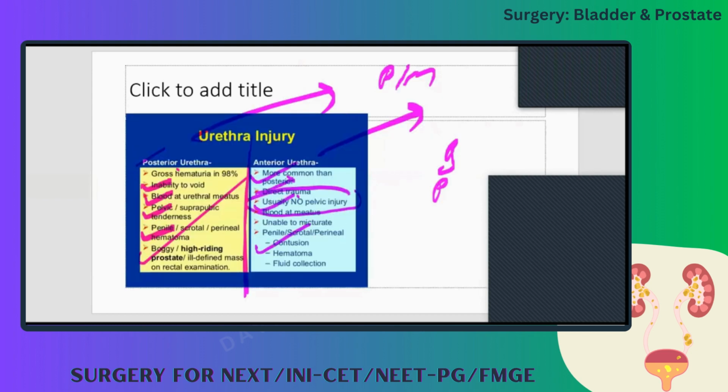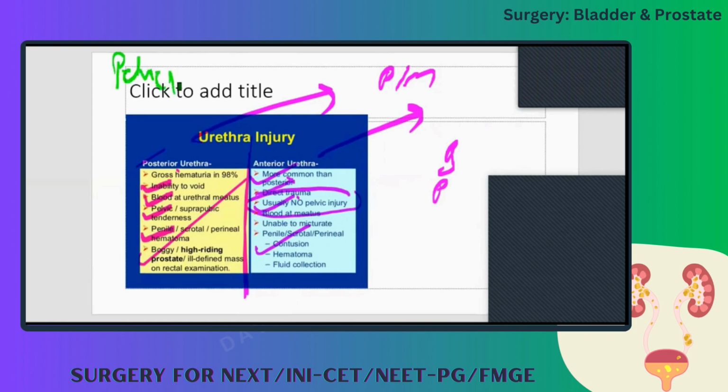Before we go into this question, just answer me. Pelvic fracture is associated with which type of bladder injury? Extraperitoneal. Very good. Which type of urethral injury? Posterior. Very good. Excellent.